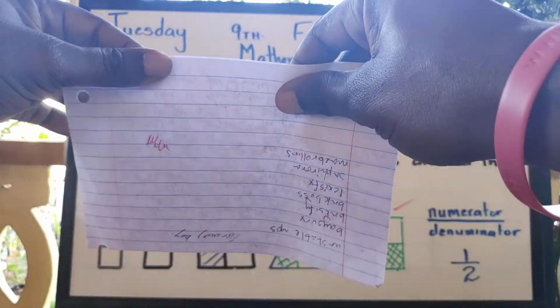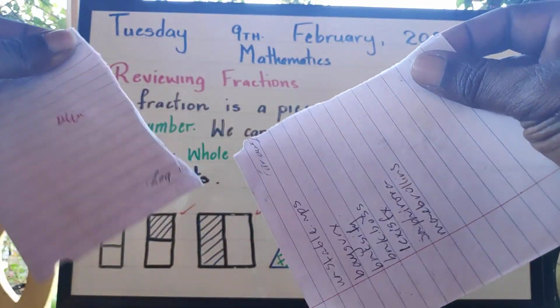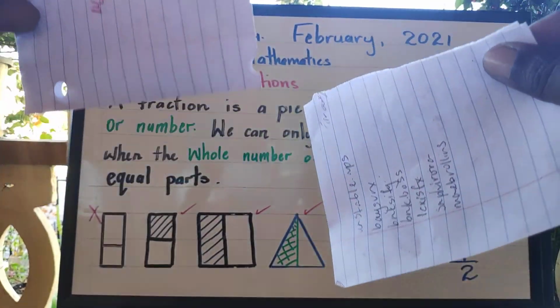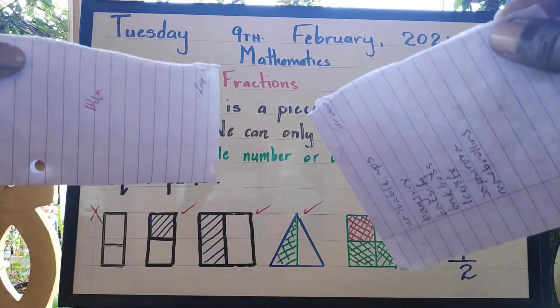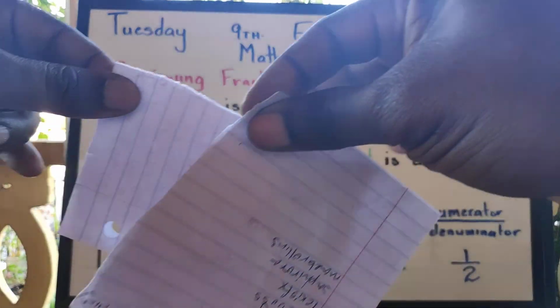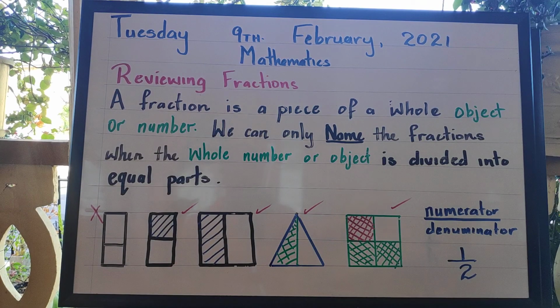All right, so I have this here. If I do that, this is a fraction. These are fractions. They are pieces. A fraction is a piece of an object, or it could be a number. Right? But the only way we can name a fraction is if the object is divided into equal parts.